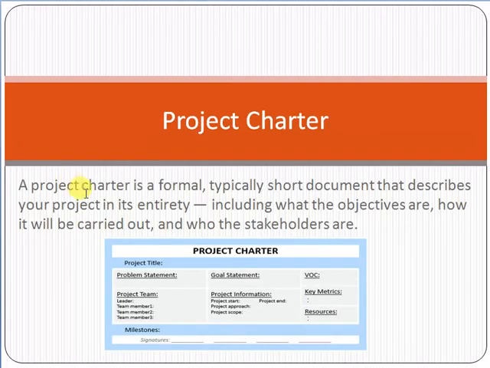A project charter, by definition, is a formal, typically short document that describes your project in its entirety, including what the objectives are, how it will be carried out, and who the stakeholders are. Guys, this is just a definition, so try to understand what a project charter is. It is a document made by the project sponsor and given to the project manager, and it describes the authority of the project manager.